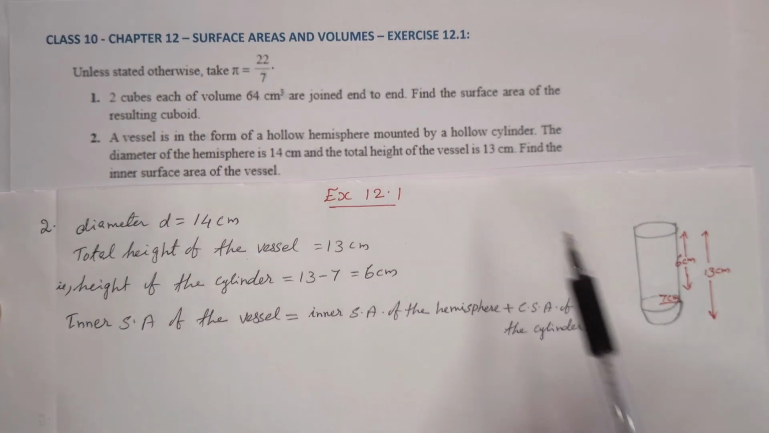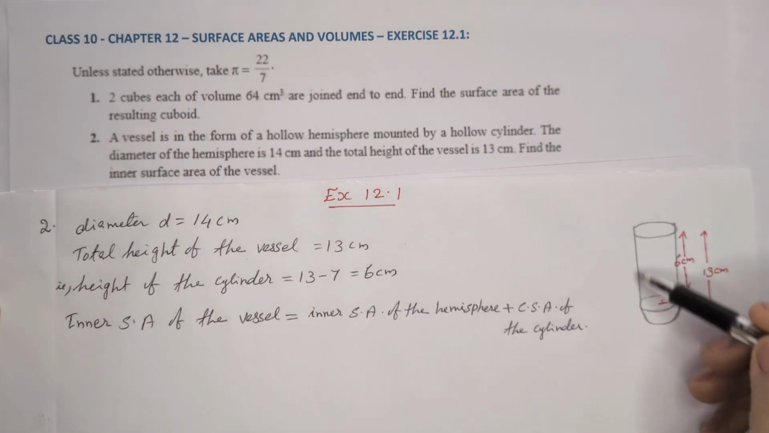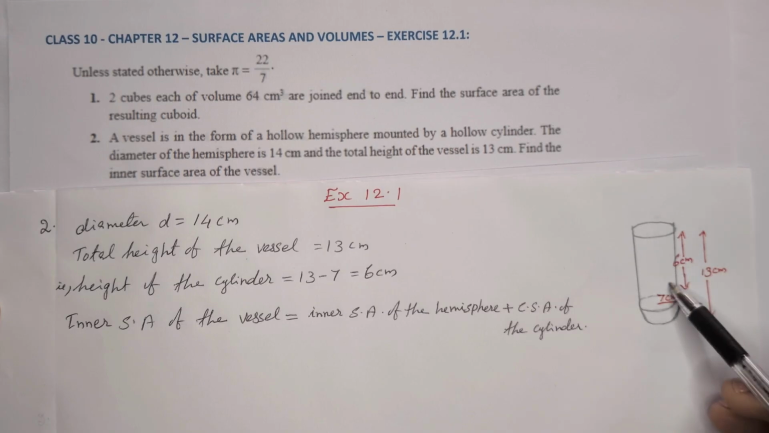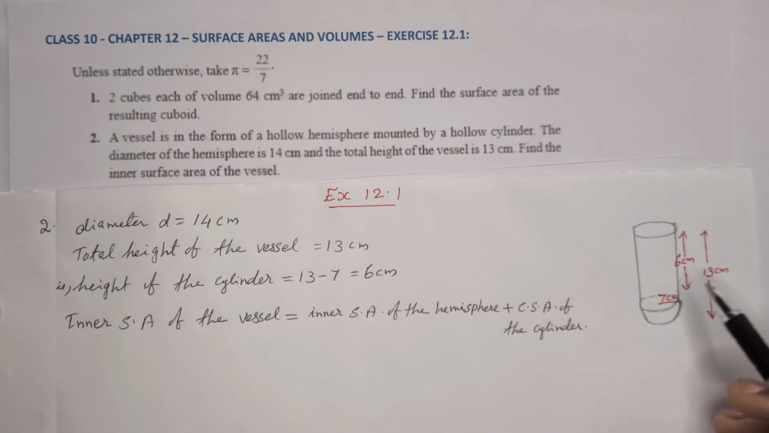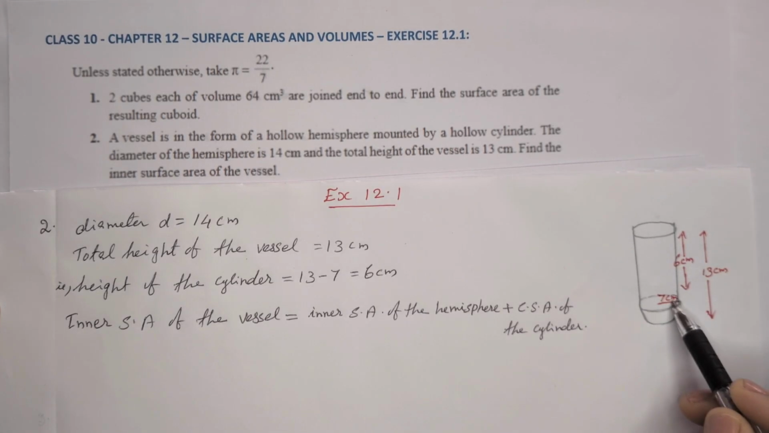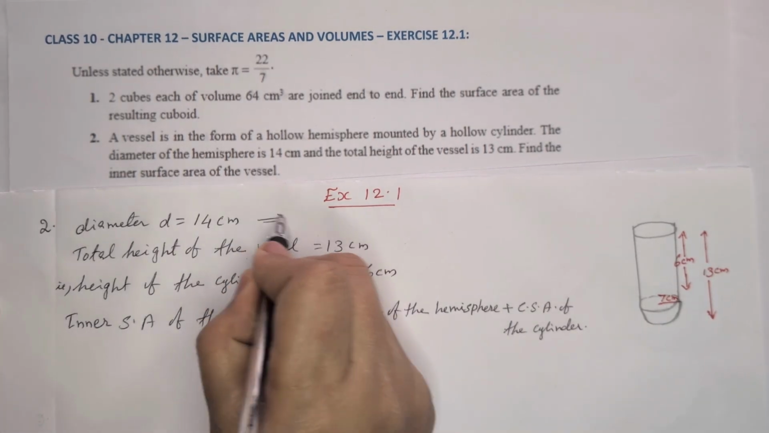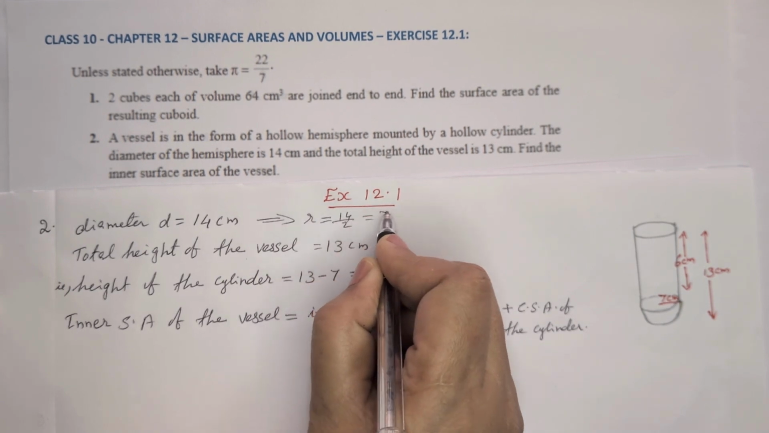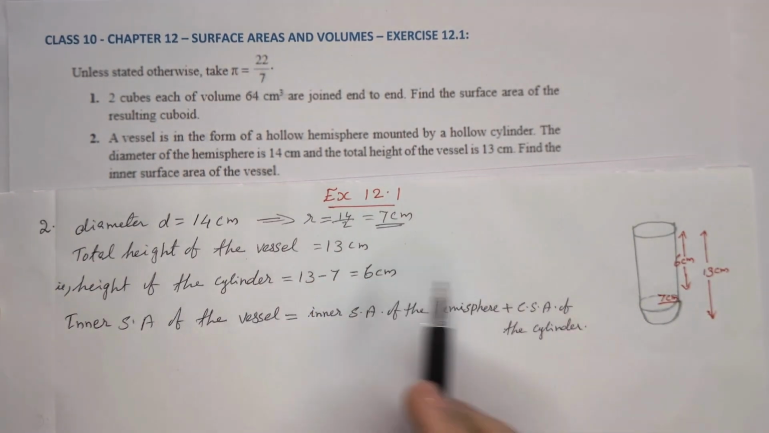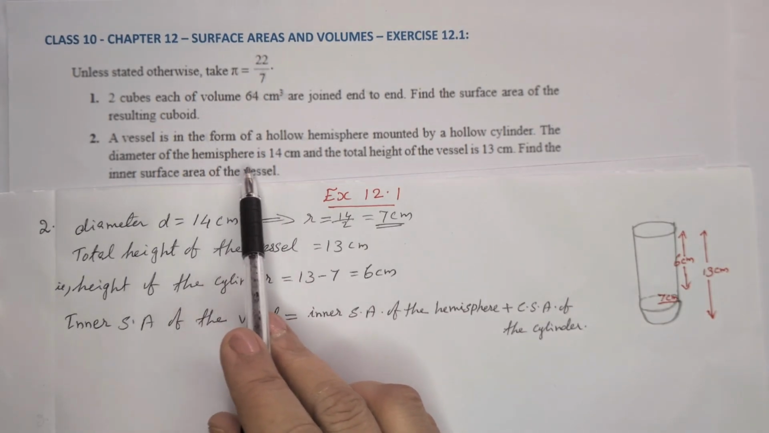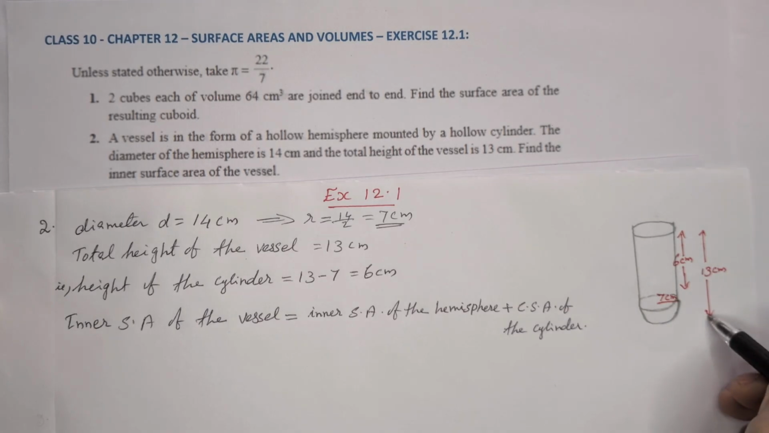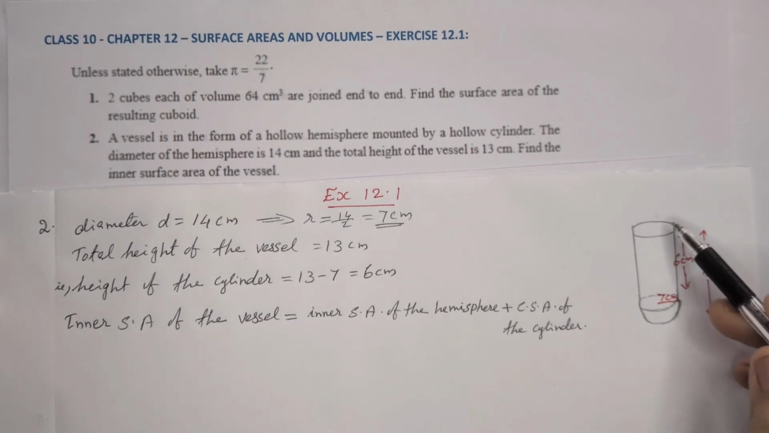Second question. A vessel is in the form of a hollow hemisphere mounted by a hollow cylinder. Hemisphere, this is the cylinder. The diameter of the hemisphere is 14 centimeter. If the diameter is 14 centimeter, then we can write radius r is equal to 14 by 2, is equal to 7 centimeter. And the total height of the vessel is 13 centimeter. Find the inner surface area of the vessel.